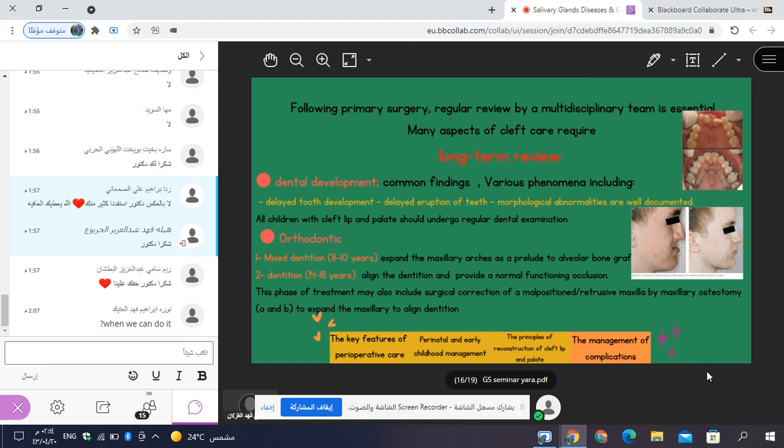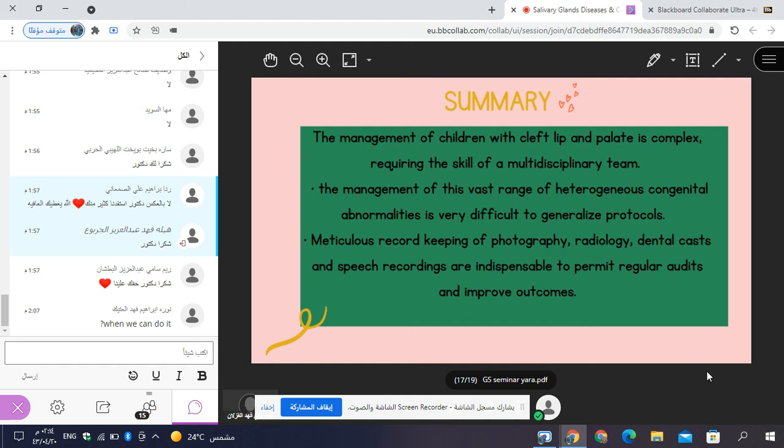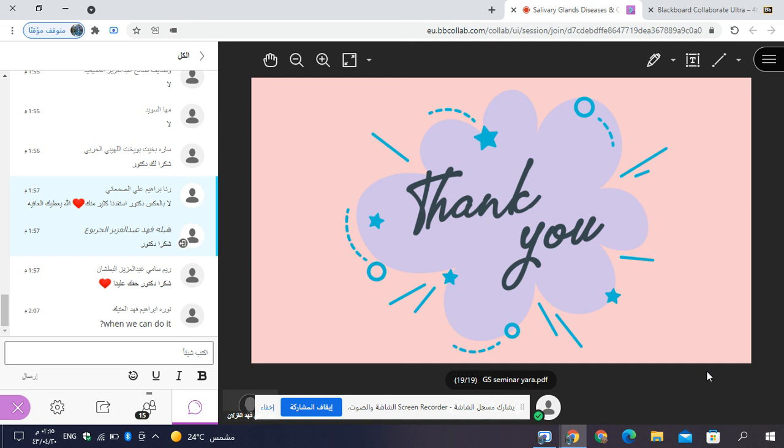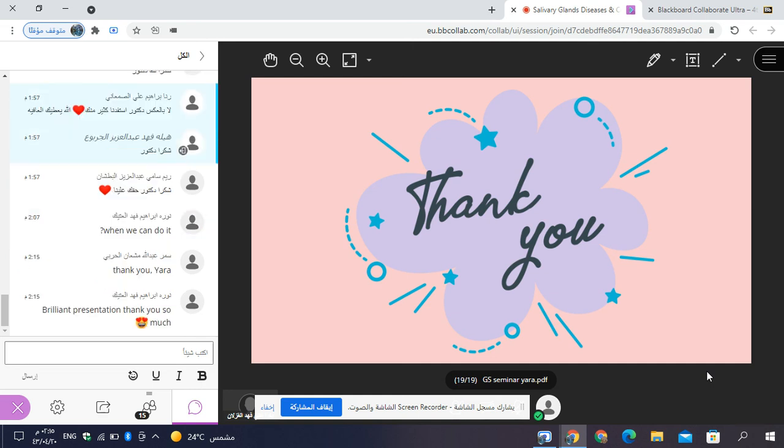So that's all. As a summary, the management of children with a cleft lip and palate is very complex, requiring the skill of a multidisciplinary team, because it is associated with heterogeneous congenital abnormalities. It is difficult to generalize a protocol for all patients with a cleft lip and palate. This is my reference. Thank you all for your attention, and sorry for taking so much of your time.